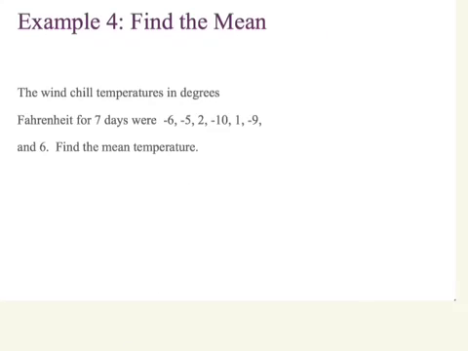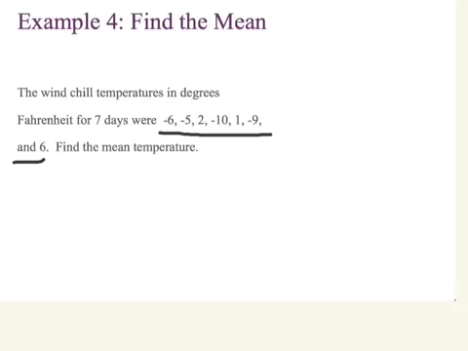So here we're going to put our vocabulary word to use. We are going to find the mean. Here the wind chill temperatures in degrees Fahrenheit for 7 days are as follows. So we've got negative 6, negative 5, 2, negative 10, 1, negative 9, and of course 6. So that's 7 days, 7 values. We're going to find the mean temperature.